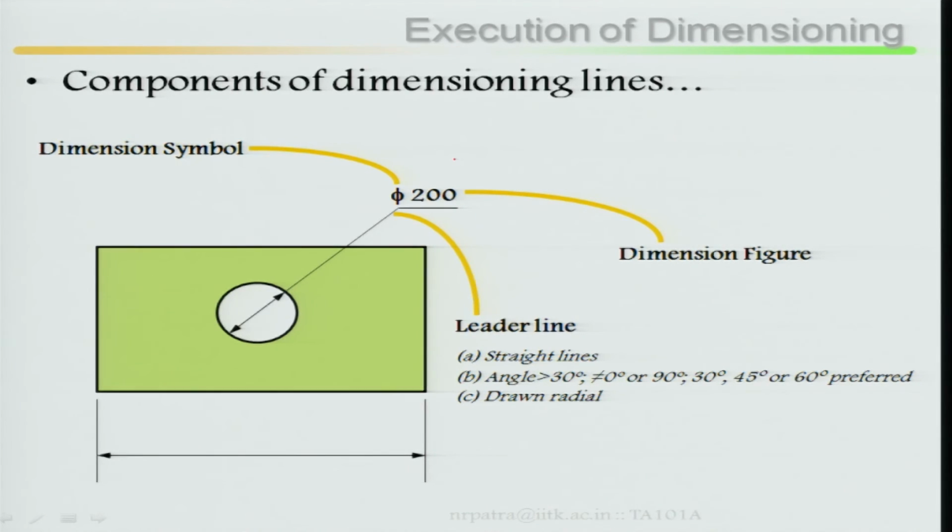The leader line again is a straight line from here to here. The angle should be greater than 30 degrees, not equal to 0, 90, 30, 45 or 60 degrees; greater than 30 degrees is preferred. It is drawn radially. In the radial direction it always has to be drawn. As far as possible you cannot do it like this; avoid this, try to avoid this.